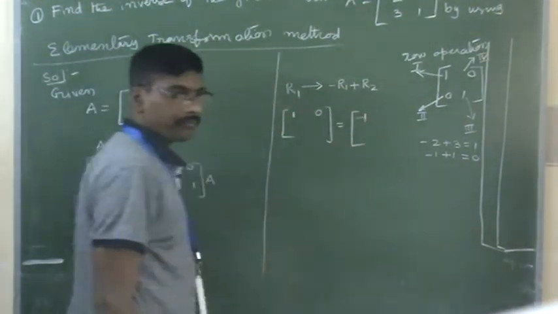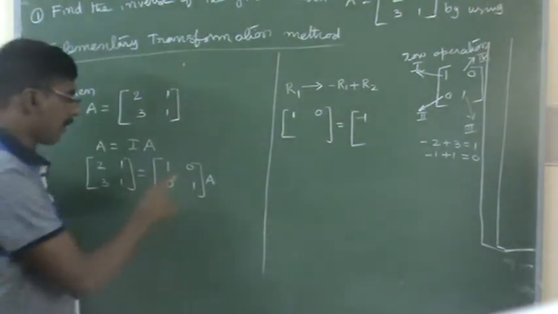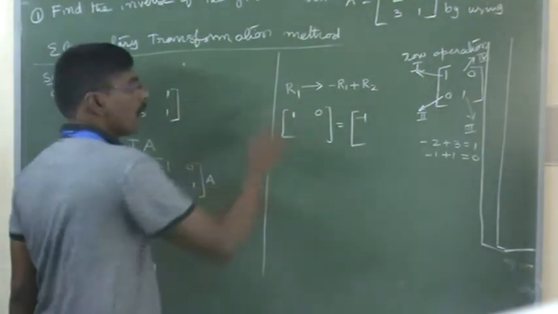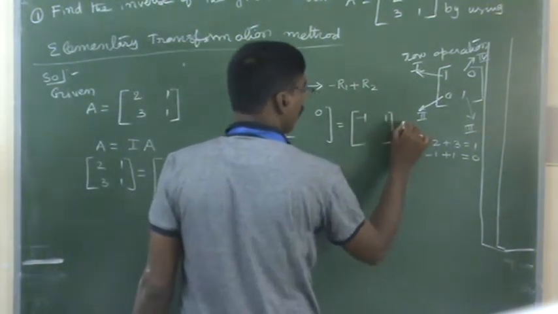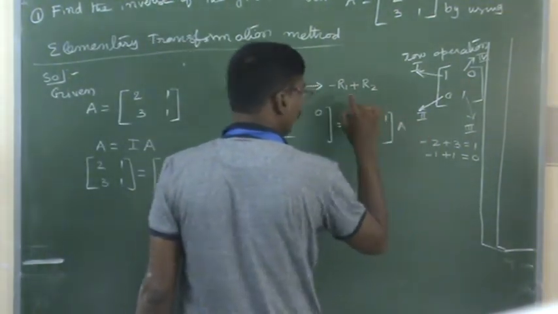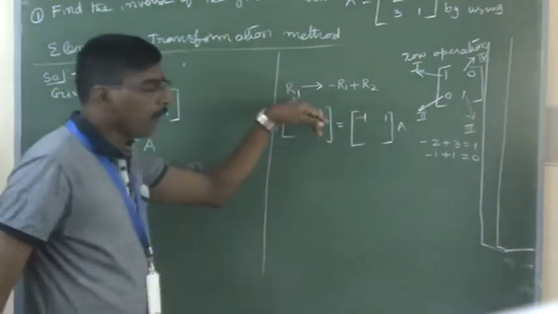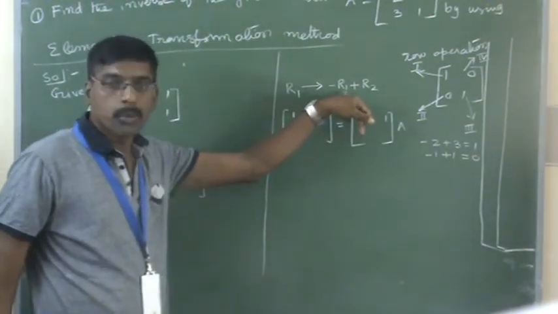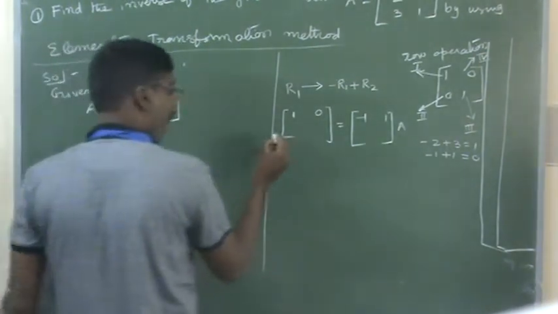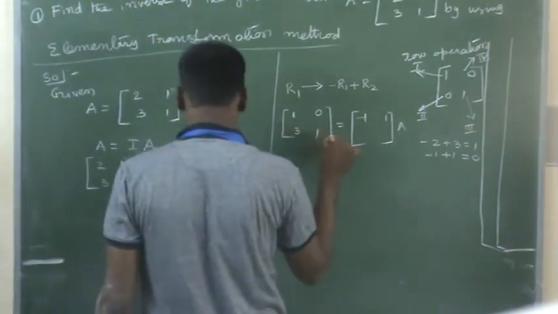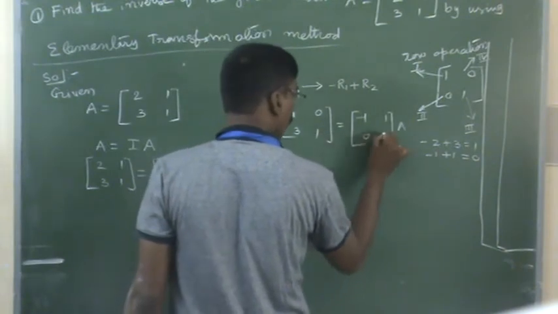Minus 1. Next, minus 0 plus 1, what value will come? 1. Into A, see here modification of only R1. R2 no modification. R2 write down as it is. R2 values are 3, 1, 0, 1, over.